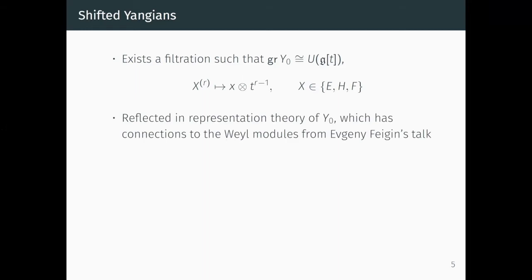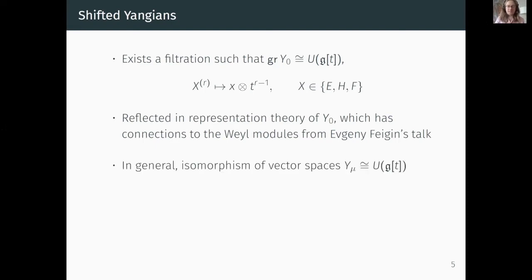And this is reflected in the representation theory, connections with Fock modules, and so on. In general, though, there's a sort of PBW theorem that all of these shifted Yangians actually look like the current algebra. This is not true as algebras, and it's not even true for the associated graded, but you can think of it as a vector space. This is what it looks like.